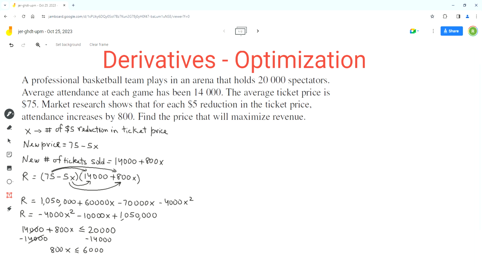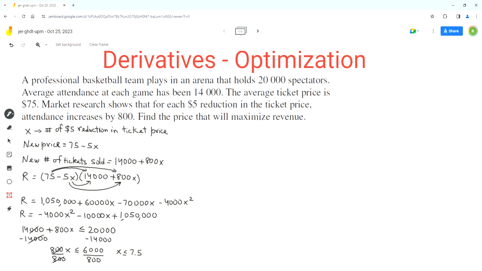Now we can isolate x by dividing both sides by 800. So the 800 on the left side will cancel each other out and we get x is less than or equal to 6,000 divided by 800, which is equal to 7.5. So x should be less than or equal to 7.5.